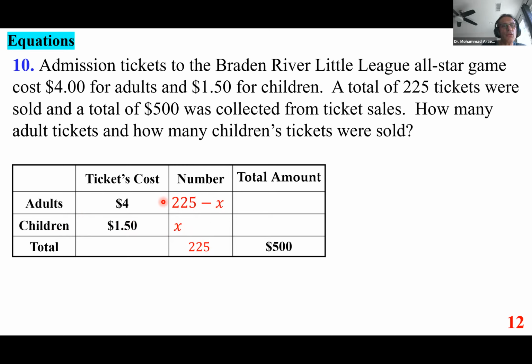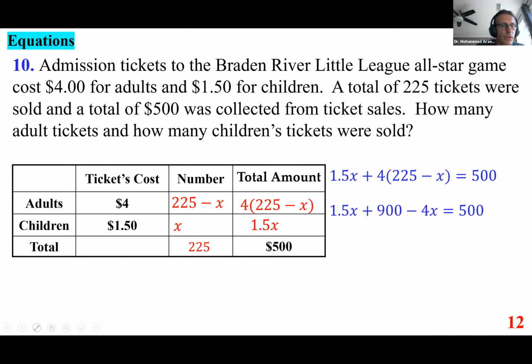Now, how much money do we make from the adults? 4 times 225 minus X. Children, 1.5 times X. And how much money do we have? Total of 500. So these two add up to give us 500. So again, question, translation into this table, finally, this equation. Now, 1.5x plus 4 times 225, which is 900, plus 4 times minus x is minus 4x equals 500.